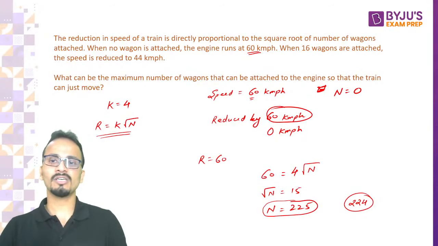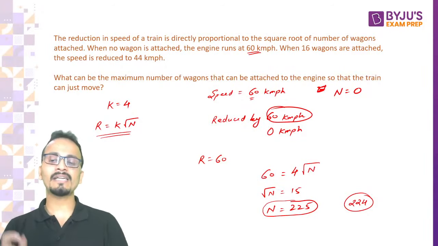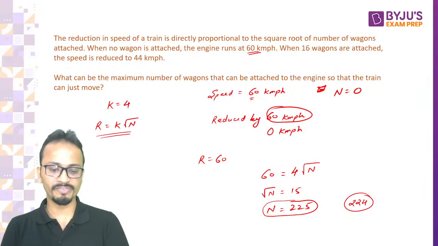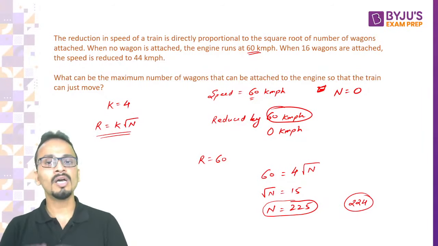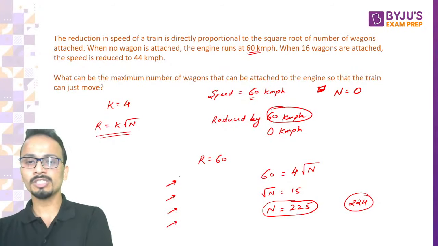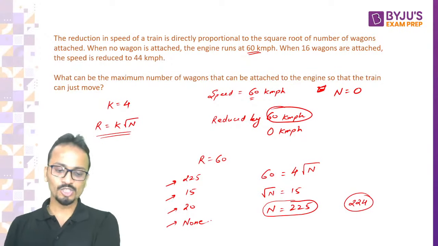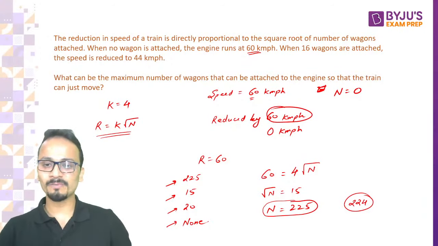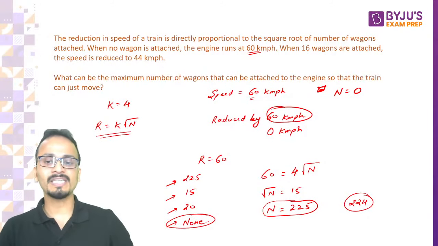Okay, obviously you cannot remove half a wagon or attach half a wagon. So that is why I have subtracted one entire wagon from 225 wagons. Okay, so 225 minus 1, that is 224, will be the correct answer to this question. And among the options that they will give, let's say 225, 15, 20, and none of the above, we will not see the option 224, but the answer is 224, which is none of the above, and none of the above is the correct answer.